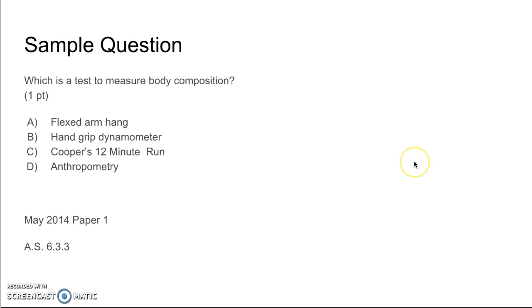Our next question. Take a moment to pause the video. Now, think about what you know here. We're talking about body composition. Well, the flexed arm hang, that's looking at muscular endurance, right? The hand grip dynamometer, that's going to be looking at strength. The Cooper's 12-minute run is looking at, yes, cardiovascular or cardiorespiratory or aerobic capacity.